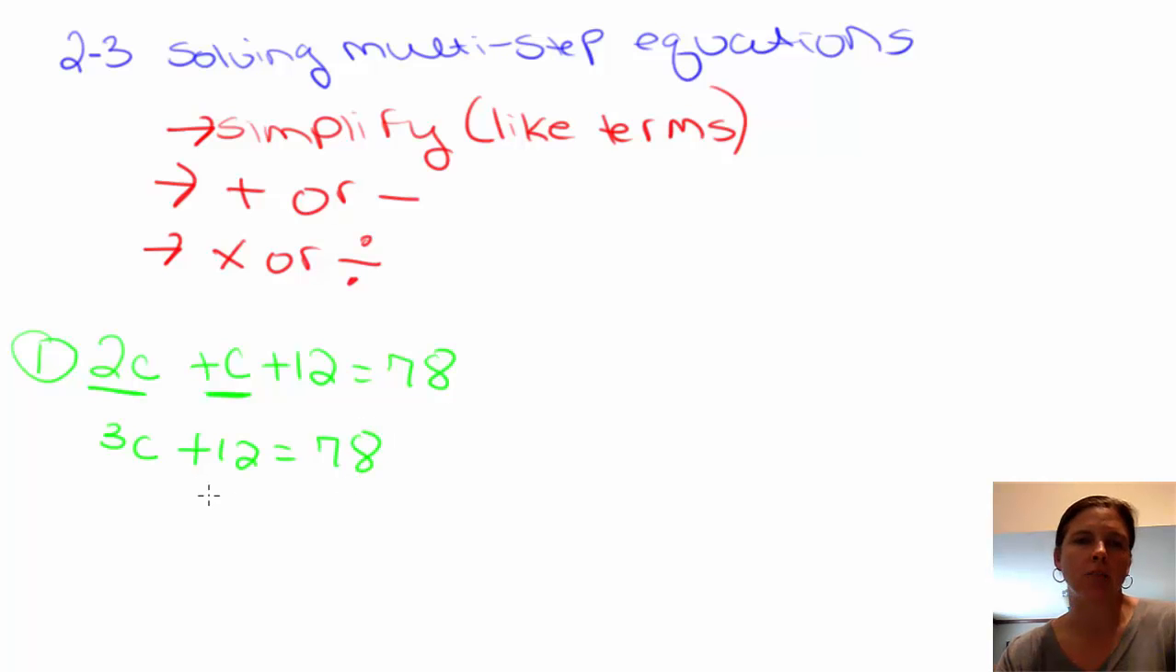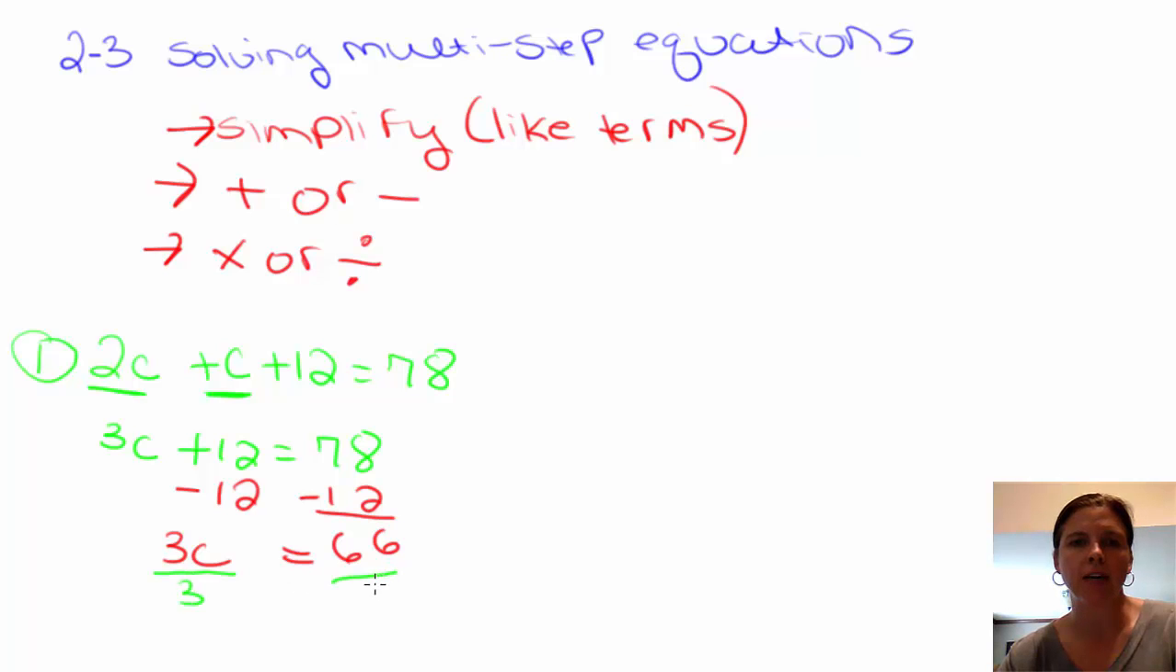Now it goes back to just being a two-step equation. We have plus 12, and we always do our adding and subtracting first. We should end up with 66 here, and then 3c. Since it's 3 times c, we divide by 3. C equals 22. So that's the first one.